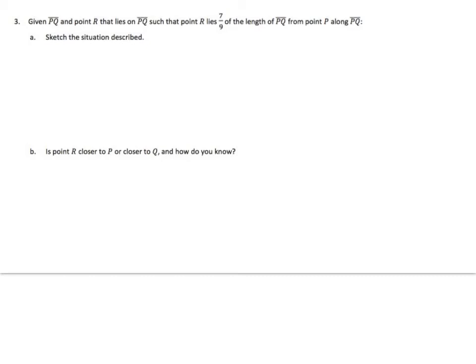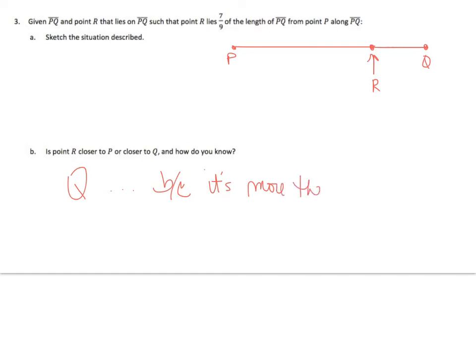Okay, given PQ and a point R that lies on PQ, such that point R lies 7/9 of the length of PQ from point P along PQ. So point R is going to be somewhere on that end of the segment. We can just sketch an idea, right? Now is point R closer to P or Q? It's closer to Q because it's more than halfway along the segment.